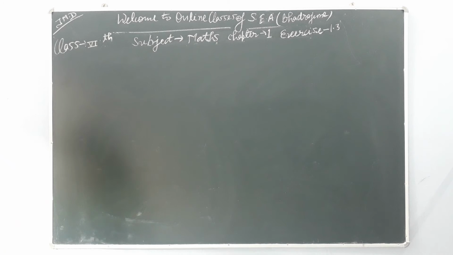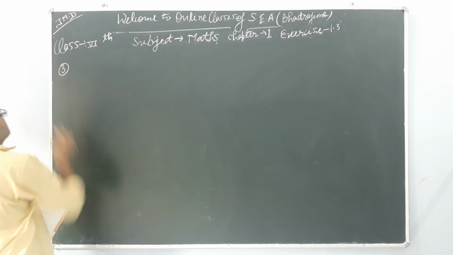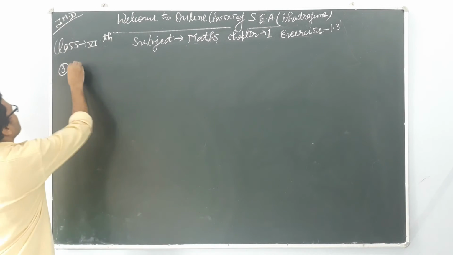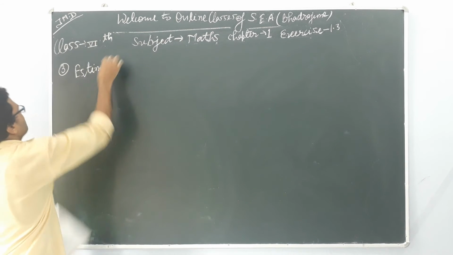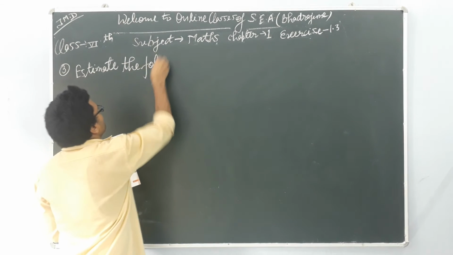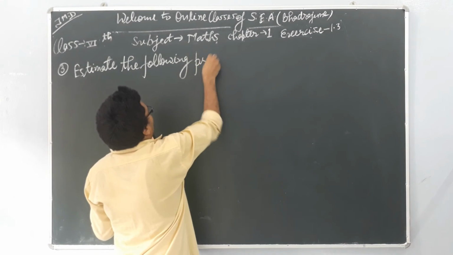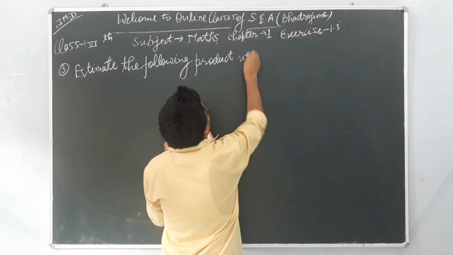Our part number 3rd is, what is our part number 3rd? Our 3rd part is estimate the following products using general rule. Estimate the following product using general rule.